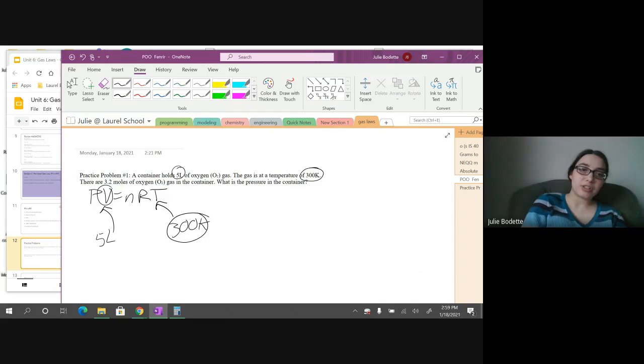There are 3.2 moles of oxygen gas. So that's N, that's 3.2. And what is the pressure in the container? So this means we are going to be finding the pressure. So we are solving for P. And then the last thing that's not given in here is we need R.